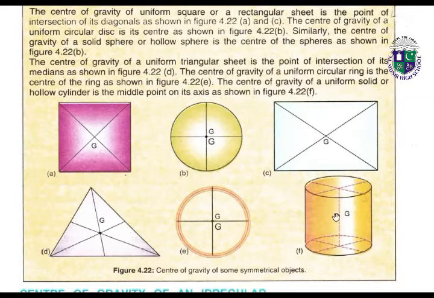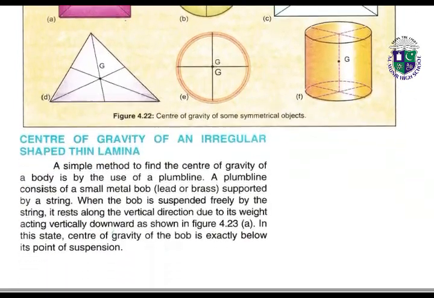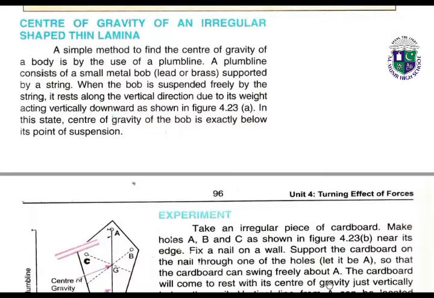Here we have the middle point of its two axes. So it is the center of gravity. Can we find the center of gravity of some irregular shaped bodies? Yes, we can find it with the help of an experiment.